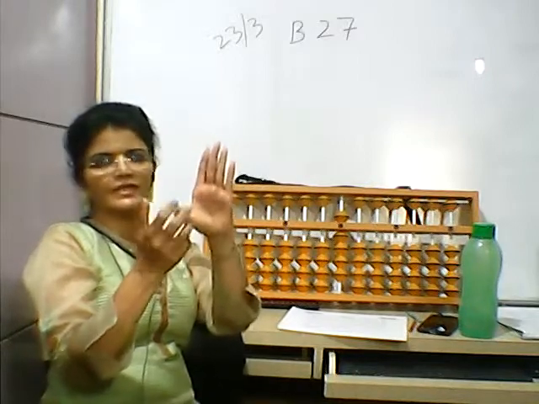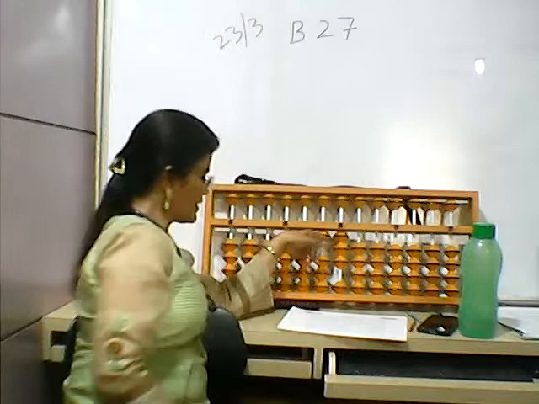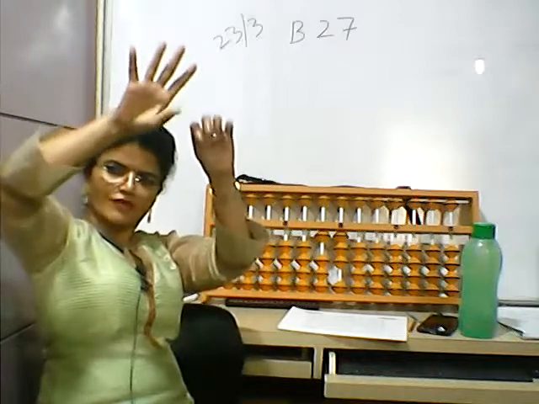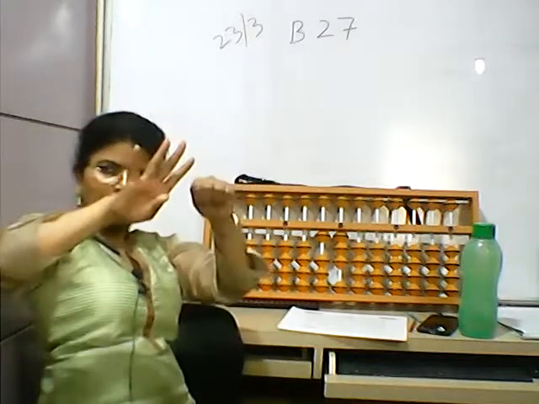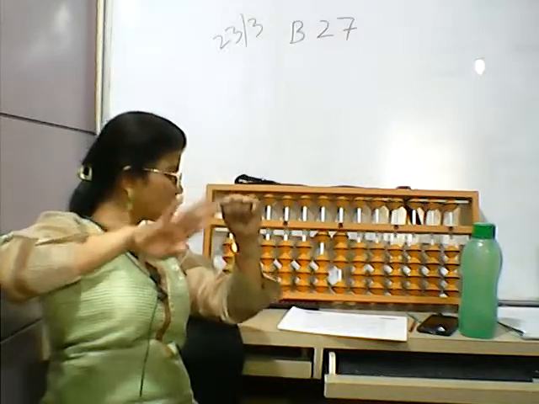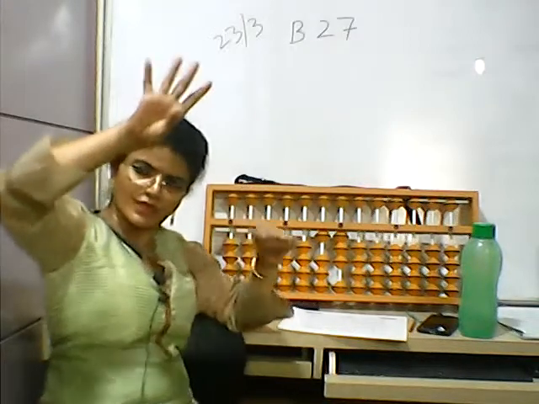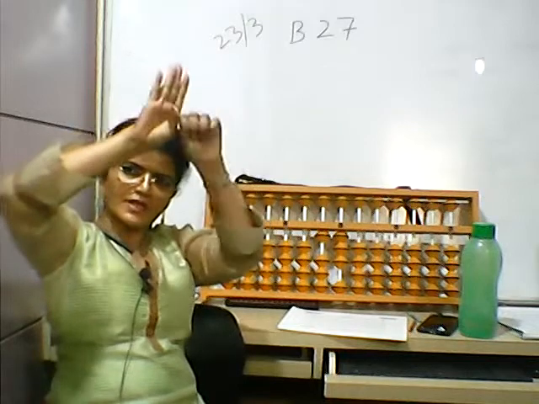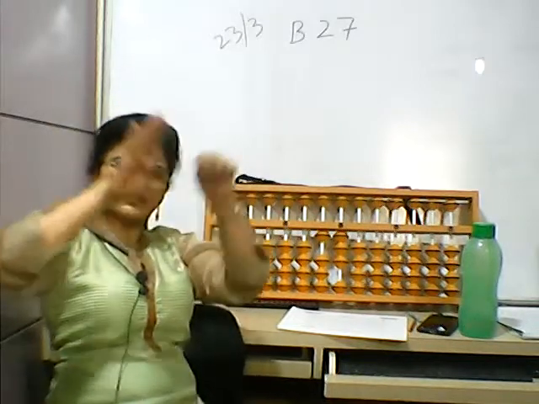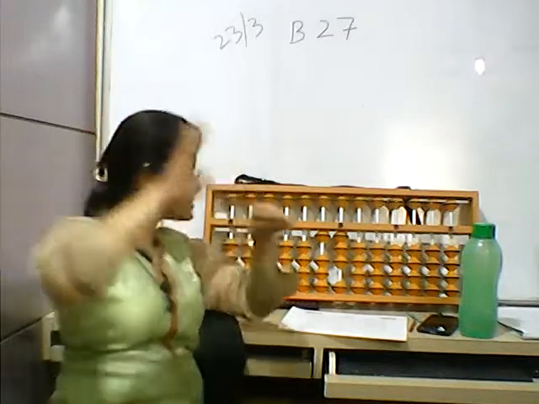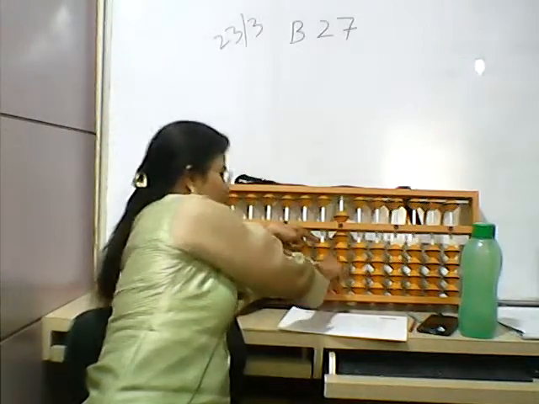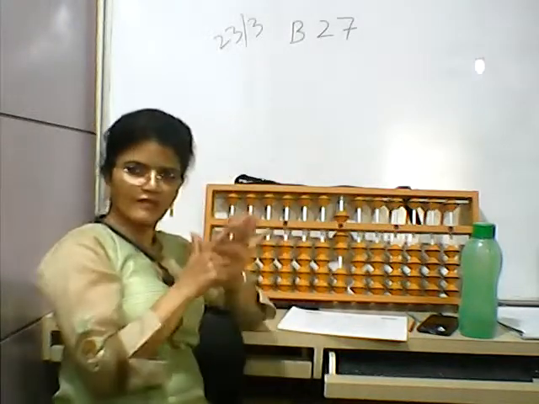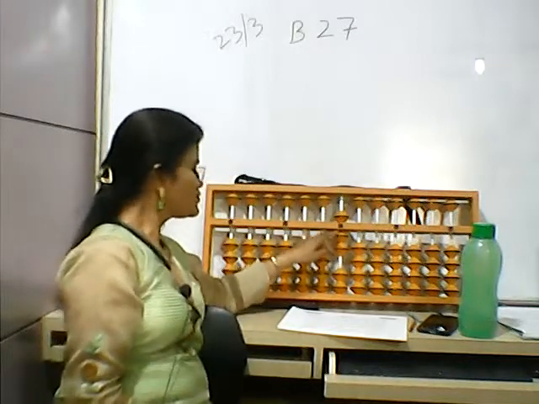Minus 6, plus 10. 6 ka friend, plus 4. Minus 10, plus 4. Plus 4 to nahi hai, so makes complement. Minus 10, plus 5, minus 1: 10 down, 5 down, 1 down. That is 7, 5 and 2, 7, short zoom.